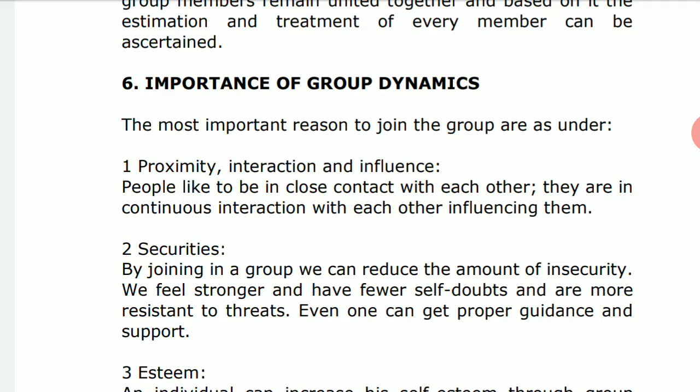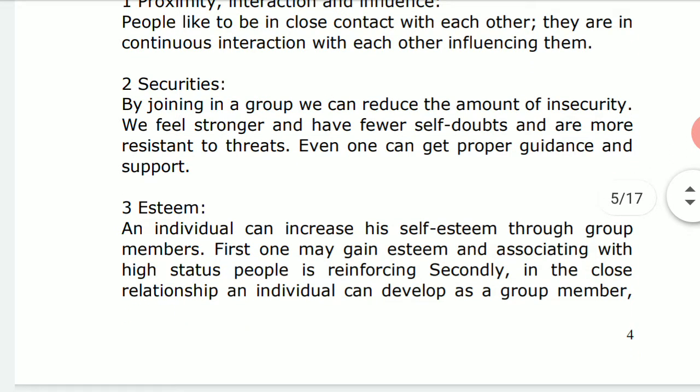There is reason to join the group. Then number 1, proximity, interaction, influence. Number 2, the securities can be there.